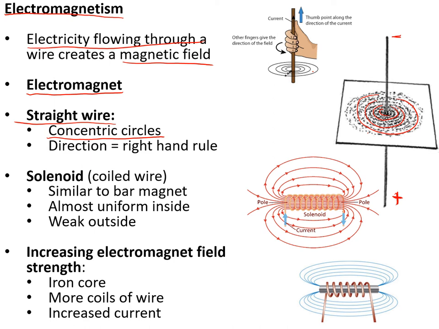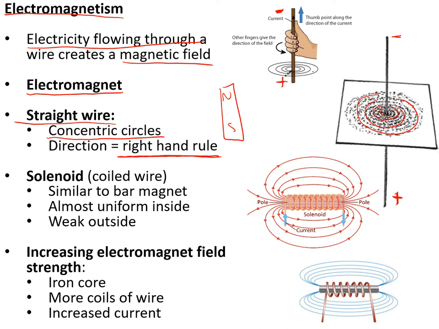Unlike a bar magnet, which has a north and a south, the magnetic field lines don't run from north to south because there is no north and south, but they do still have a direction, and we work out the direction using the right hand rule. The right hand rule is really straightforward. All you do is you take your right hand and you stick your thumb up and make a loose fist, and you point it in the direction from plus to minus. And if you do it right, your fingers will curl round in the direction of the current.